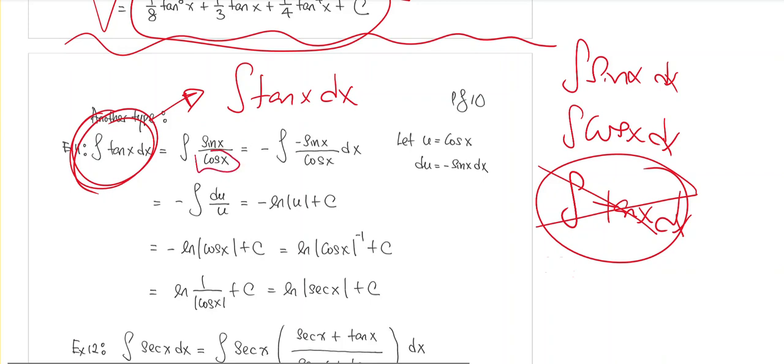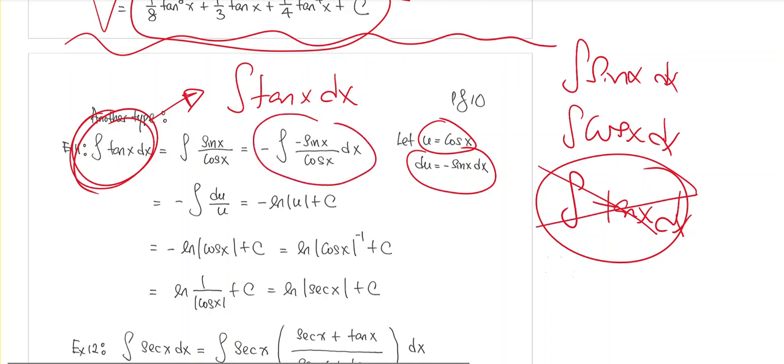So if you are taking cosine x as your u, you will need a negative sine x dx to get a du. So we do have that. We have a sine x. The only thing that's missing is the negative. So we can put the negative right here and then put a negative here so that you don't change anything. So these two are really equal. Now this term reduces to this, and this gives you this.